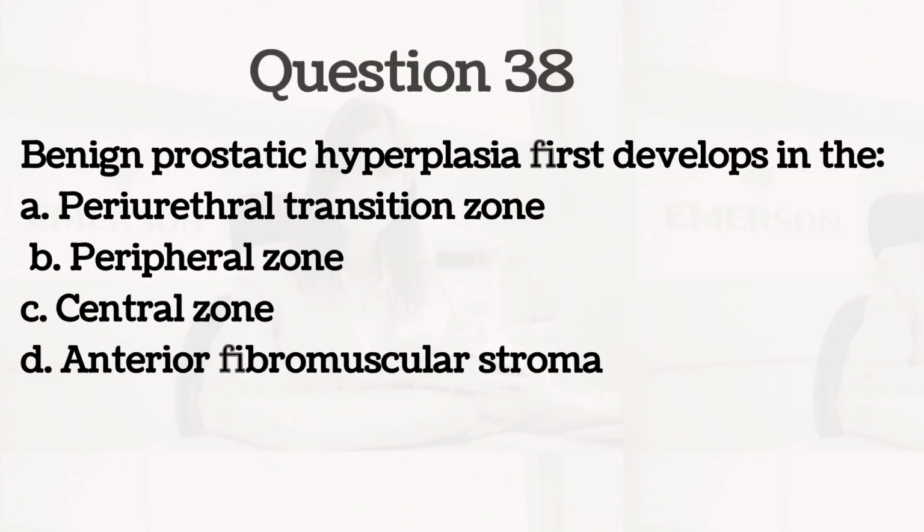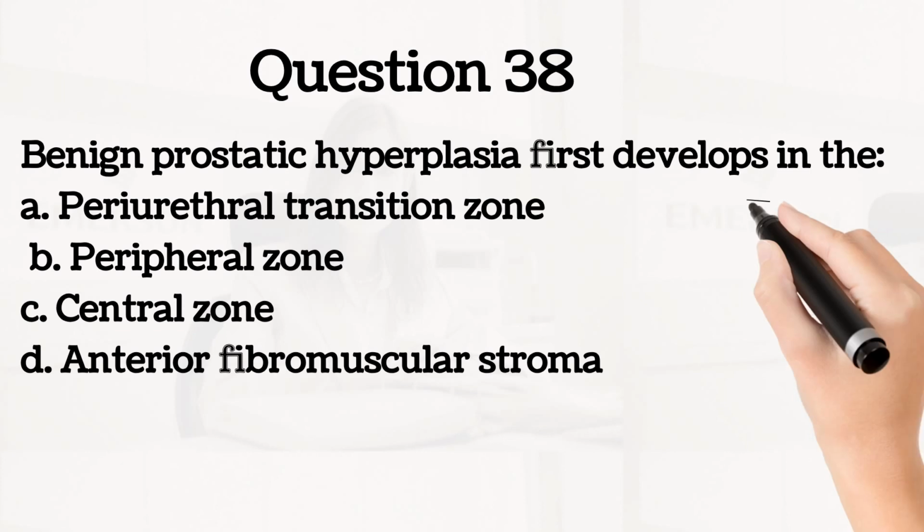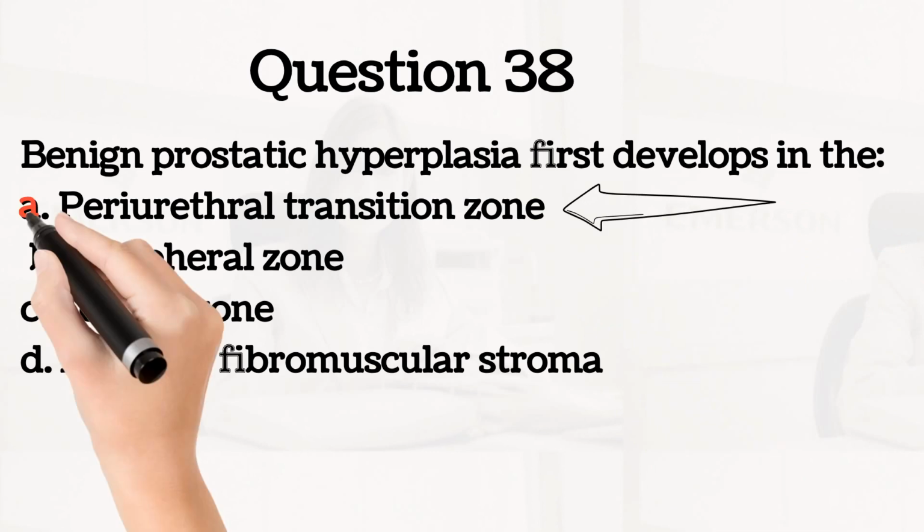Then question 38, benign prostatic hyperplasia first develops in the A, periurethral transition zone, B, peripheral zone, C, central zone, D, anterior fibromuscular stroma. So okay, the answer here is A, your periurethral transition zone. That's where your BPH first develops. So this is for zones. Make sure you know these four zones. For zones, the BPH first develops in the periurethral transition zone.